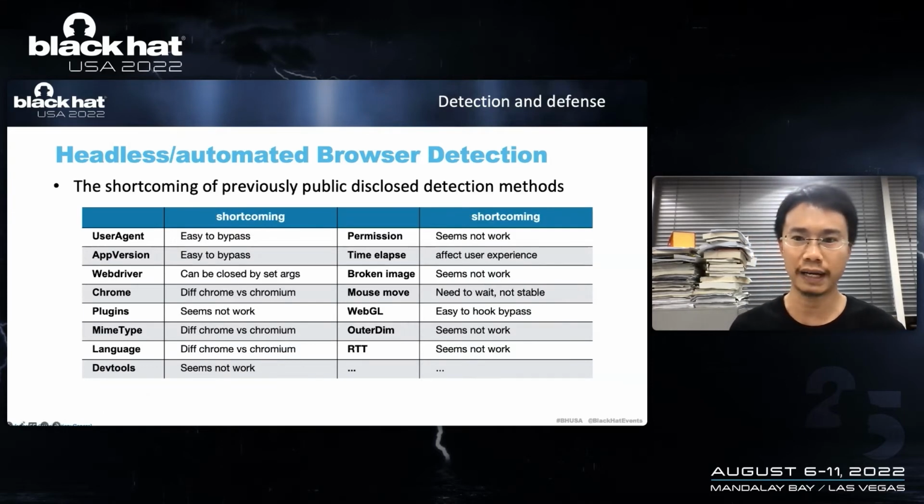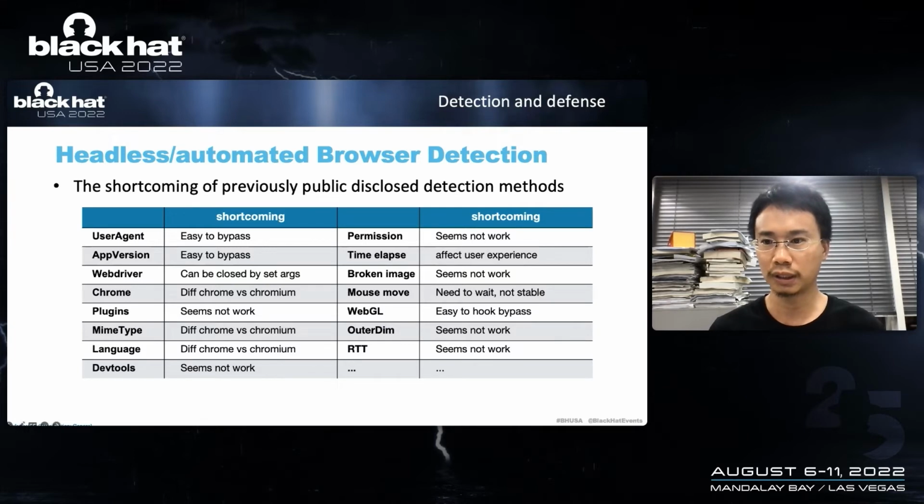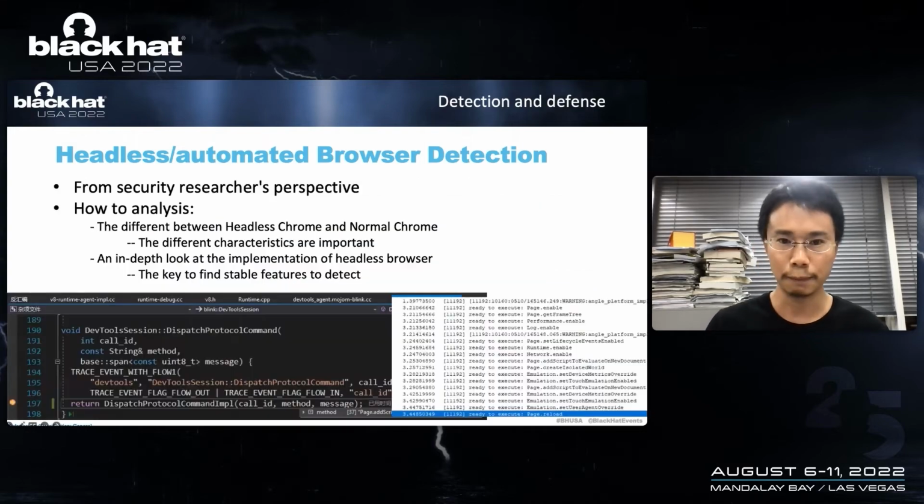After testing, we find that many detection methods are actually the difference between the Chrome and Chromium project, such as MIME types and language. And some of them can be hidden through startup parameters such as WebDriver user agent. It can easily be overridden. And the remaining detection points do not seem to work for me.